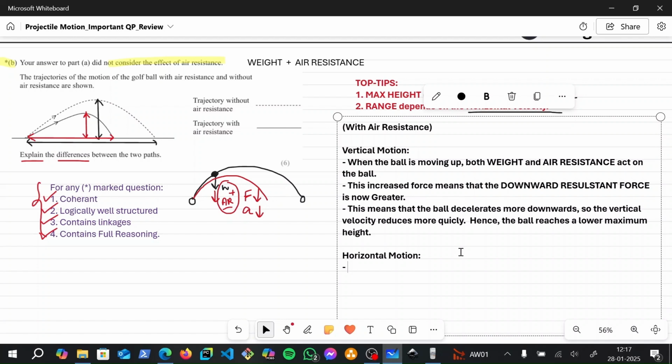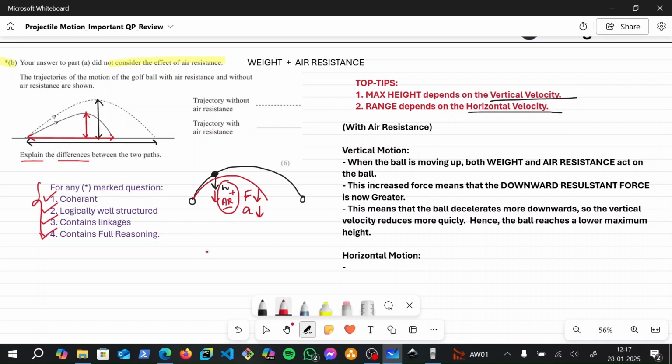Now for the horizontal motion, we also have air resistance acting. Let me draw that again. This is the horizontal component of velocity, which is always constant, we know, because there is no acceleration acting horizontally. But if we consider air resistance as well, air resistance will oppose this horizontal motion and bring it down. So this will no longer be constant. It will reduce to this size and be lower than before. That is all due to the air resistance, which is simply opposing the horizontal motion of the ball.